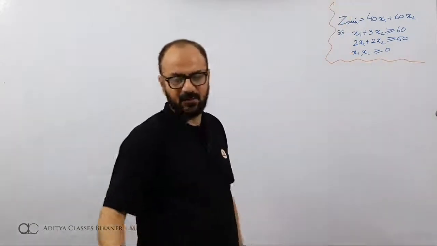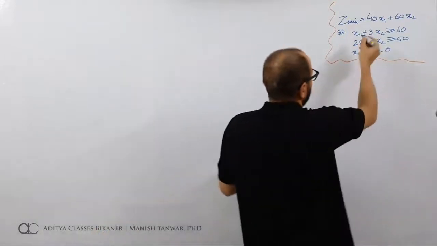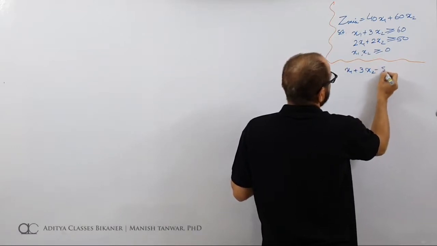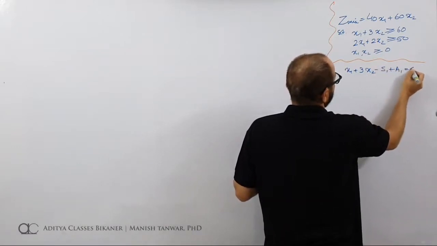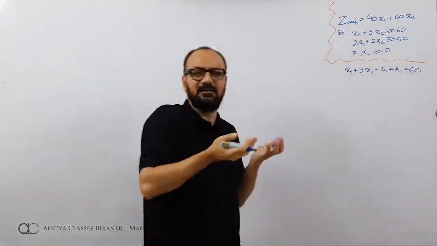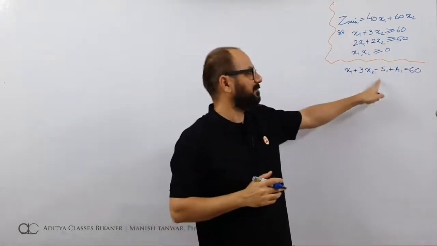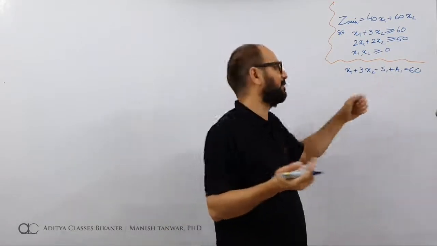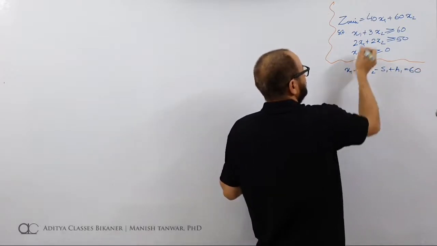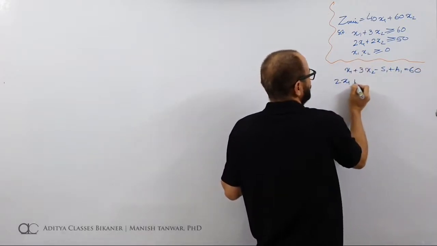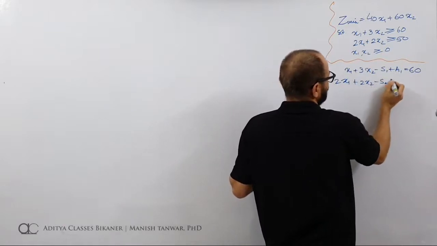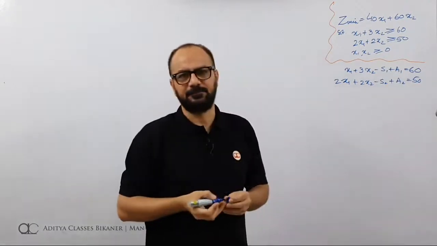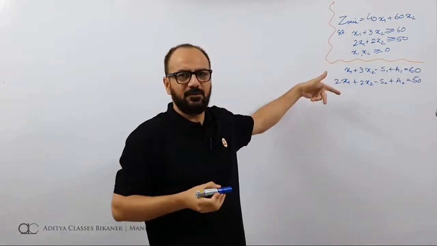First phase is converting inequalities into equalities. We get x1 plus 3x2 minus s1 plus a1 is equal to 60. Because this was greater than, I deducted something, surplus. Now because this is a negative surplus, surplus is always negative, we put up an artificial variable. Then the second one would become 2x1 plus 2x2 minus s2 plus a2 is equal to 50. Inequalities have been converted into equalities.